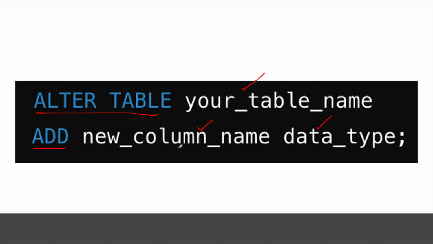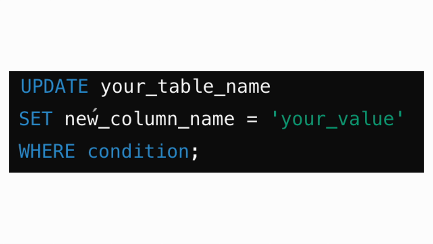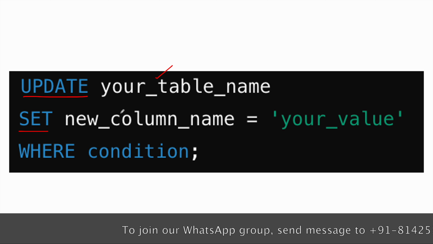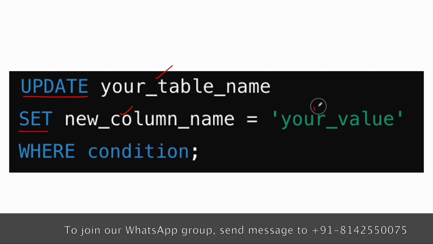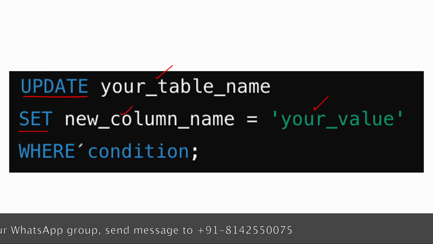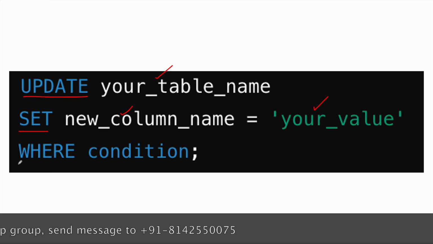Okay. Next, in the next step, you have to update the records. So to update the records, you have to write the SQL query like update your table name and set your new column name and the actual value of your new column. So you want to update the table based on a condition, right? So you have to write where and provide the condition here. So let's see with some example.